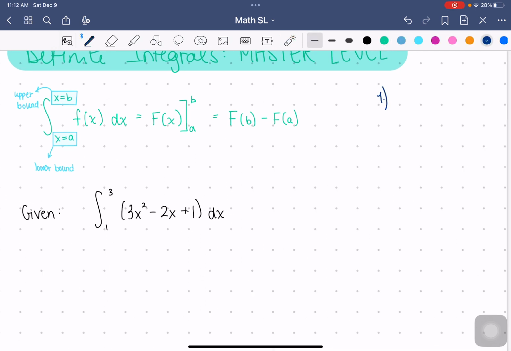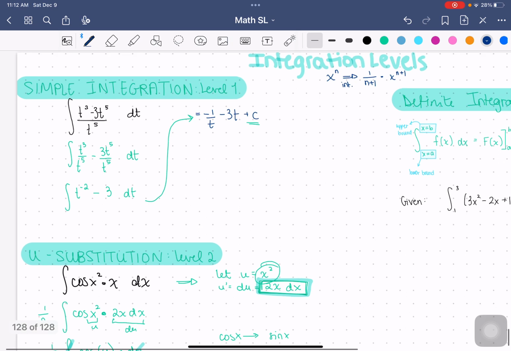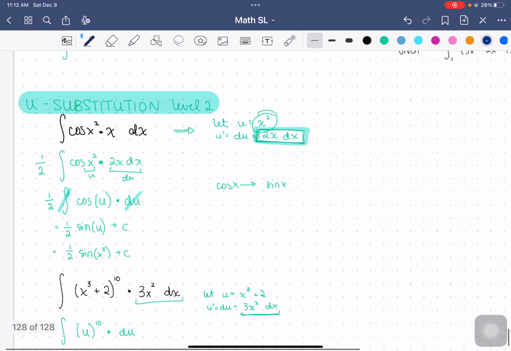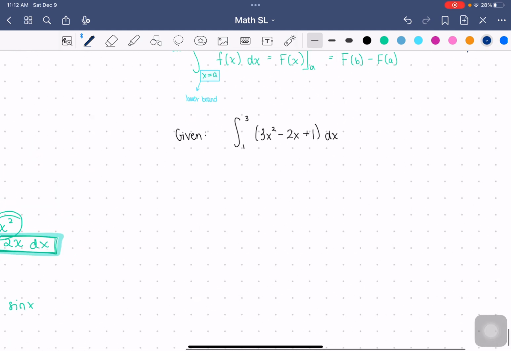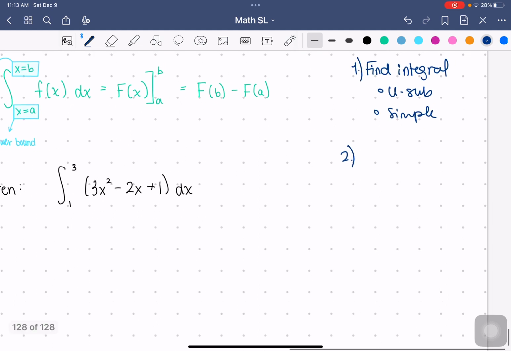So, 1, find integral. Okay, sounds simple. We know how to do that. Use our u-substitution. Depends on the expression. If it's simple, we can use simple integration. If it's complicated, we can use our u-substitution. So we're basically using what we learned. Using u-sub or simple.